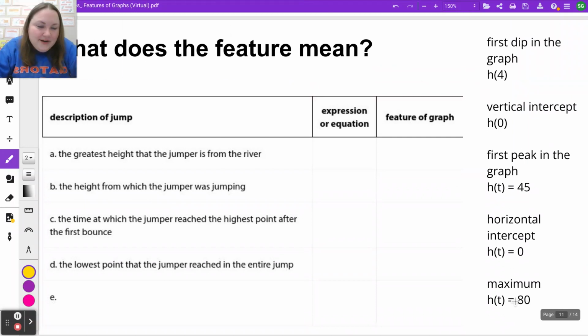These are what we've already matched. So we matched the first dip with h of 4, the vertical intercept with h of 0, and so on. The final thing is we're going to match each of these sets with one of these descriptions from the jump.